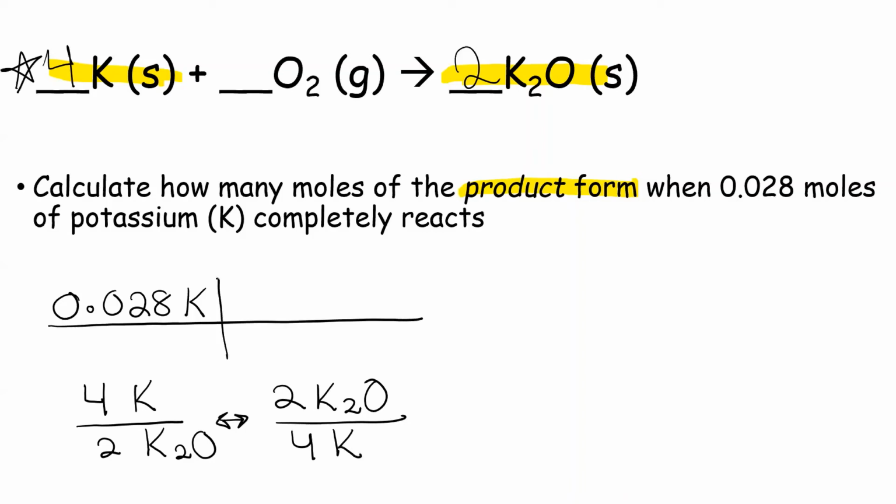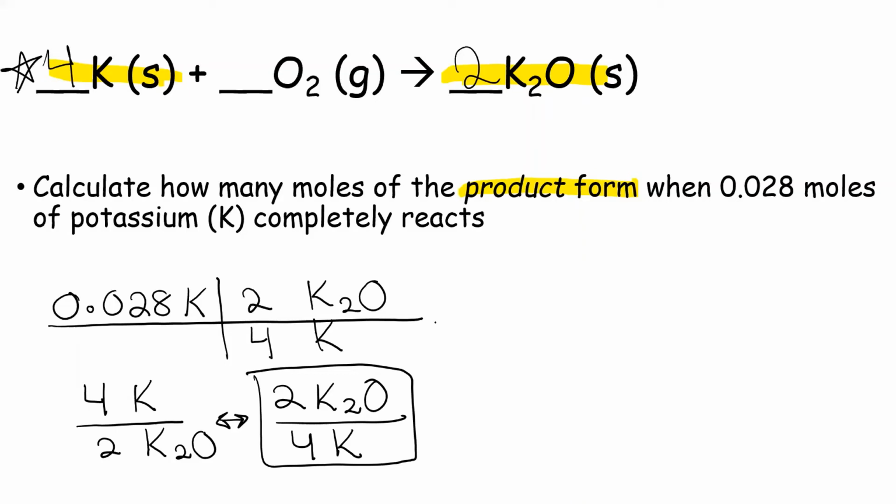In this case, we want to find the conversion factor that contains potassium, which we are given, on the bottom, and our product, which we want, on top, which is potassium oxide. In this case, it will be our second conversion factor. So I'm going to plug in 4 and 2, and then I can plug and chug into the calculator. When I do that, I find that for every 0.028 moles of potassium, I only produce 0.014 moles of potassium oxide, my product.